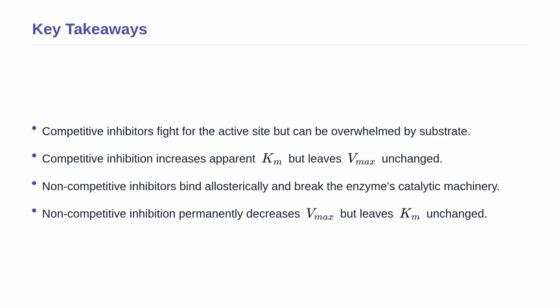Second, non-competitive inhibitors bind to an allosteric site, breaking the enzyme's machinery without blocking the active site. They leave the Michaelis constant unchanged, but cause a permanent decrease in the maximum velocity that no amount of substrate can fix. Understanding these two distinct mechanisms gives us the power to design life-saving drugs and treat dangerous poisonings. You now have a solid foundation in enzyme inhibition.